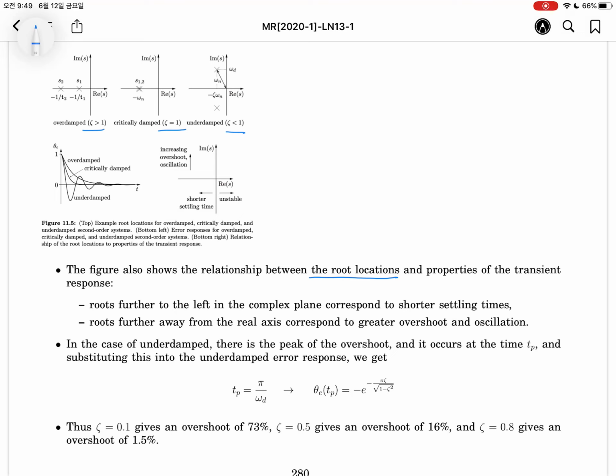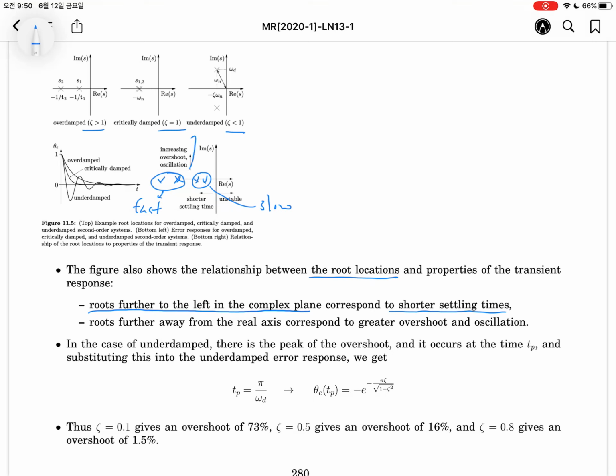Okay, here the roots further to the left, such as this, are given by the eigenvalues of the overdamped system. One more: if it is given like this, compared to the left case, it is fast. Roots further to the left in the complex plane correspond to a short settling time. It means a fast response. This is the fast one. Okay, this is the slow one.